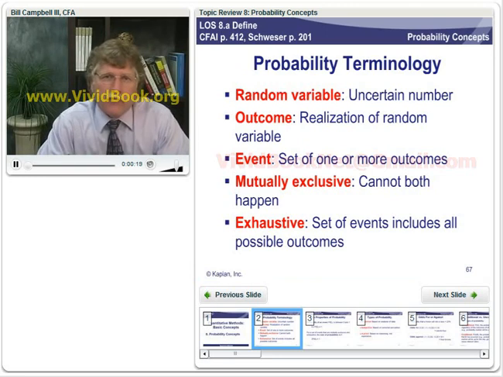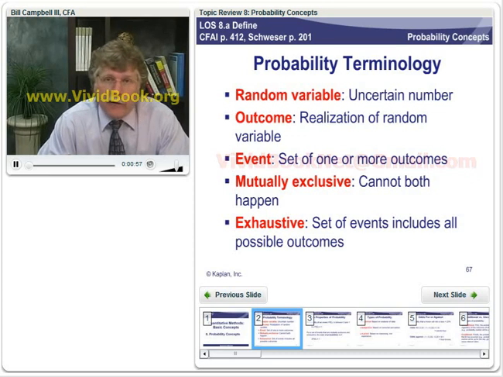First is a random variable. This is an uncertain number. This is the variable to which we're going to assign a value when we perform whatever our random experiment is. So maybe our experiment is going to be rolling a die, and the random outcome would be what number comes up on the die. So the random variable is what number comes up on the die. Until we roll the die, we don't know what it's going to be. After we roll the die, it's a 1, or it's a 2, or it's a 3, or a 4, or a 5, or a 6. That's the outcome. That's the value of the random variable when we do our experiment.